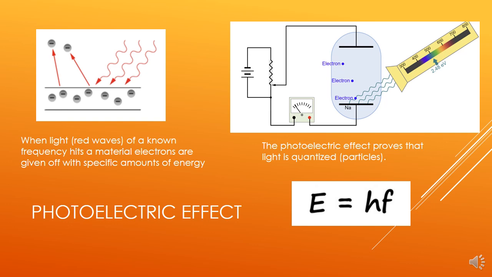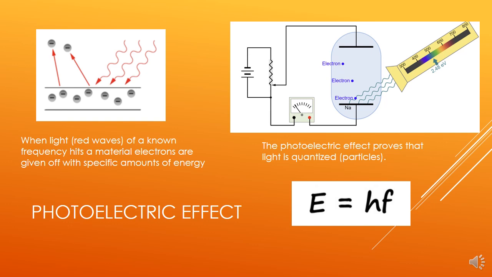So the picture on the right, we have this apparatus here where we're shining light or some sort of electromagnetic radiation on this plate. The plate is inside a vacuum tube and it's giving off electrons. We can then measure the current in the wire and determine how much energy the electrons have.